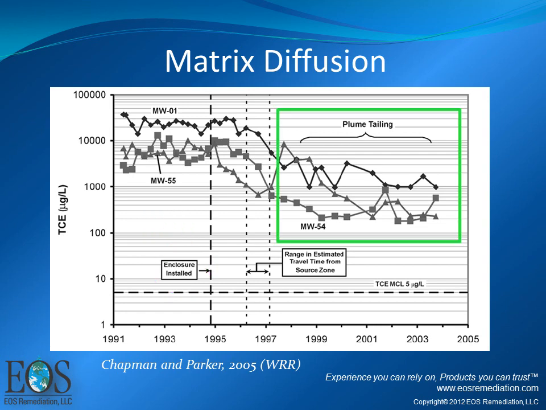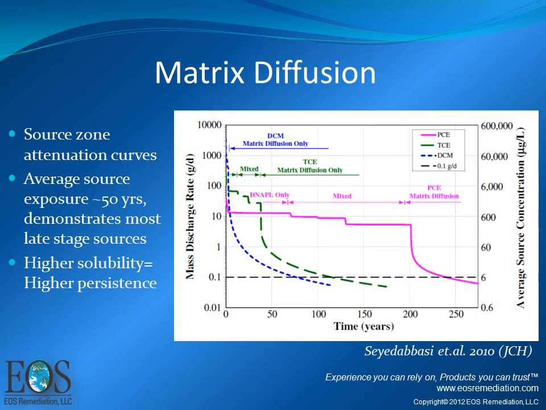So here you can see that the plume tailing reaches a steady state of back diffusion, and this is the matrix diffusion of the contaminant being released back into groundwater. There are some interesting models that have been put together and some source attenuation zone curves that give you a good visualization to picture this with.